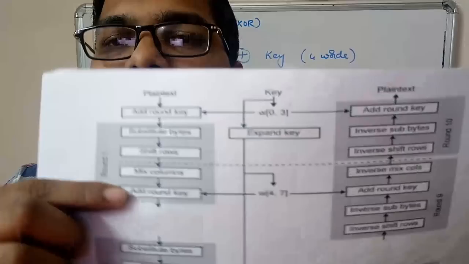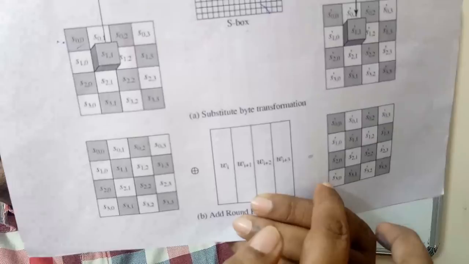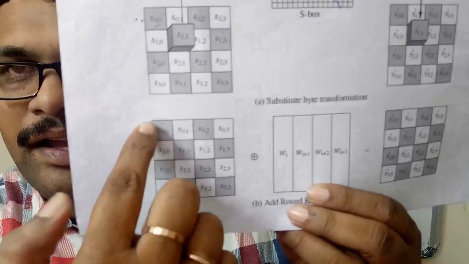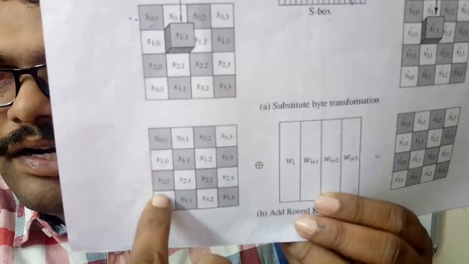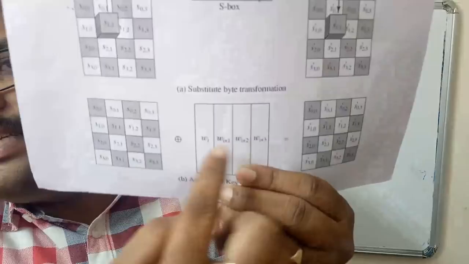Here we have to apply the 4 words, XORed with each word in the resultant array. Consider each column as one word. I am once again repeating, consider the column as one word. Consider the first word XORed with word 0, I mean the first word of the key. In the key, we are using 4 words. The first word of the key and the resultant word will be saved in the first column of the resultant array.